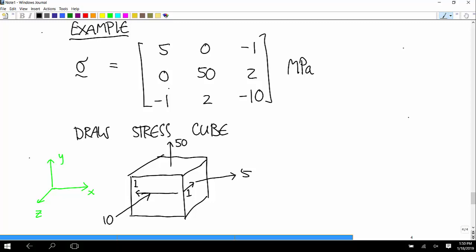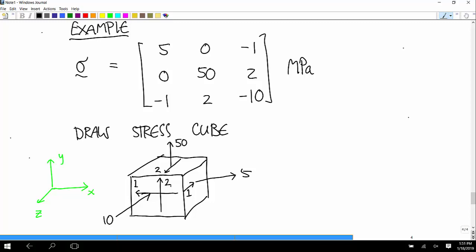And then the last one is on the Y face in the Z direction, 2. That's in the positive Z direction. So there's a stress like this with a value of 2 megapascals. And because of symmetry, there has to be on the Z face 2 going in the Y direction. Okay. Yeah, and go back in the other direction too.